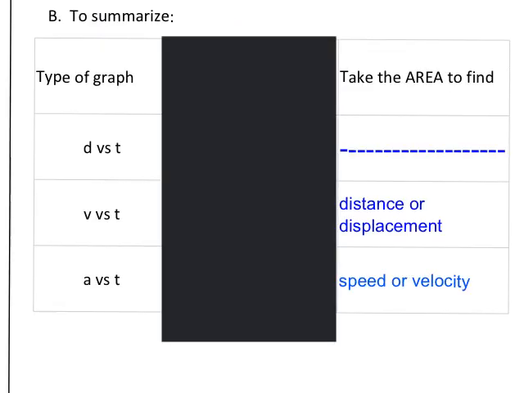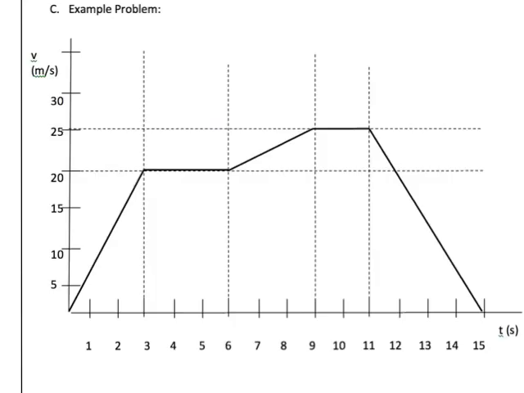In your chart, we would take the area to find the following. If it's a position time graph, the area is not going to give us anything. If you have a velocity time graph, the area will give you distance or displacement. And then if you have an acceleration time graph, you would be finding the speed or the velocity if you took the area for that particular graph. Next, we have an example problem to do together.